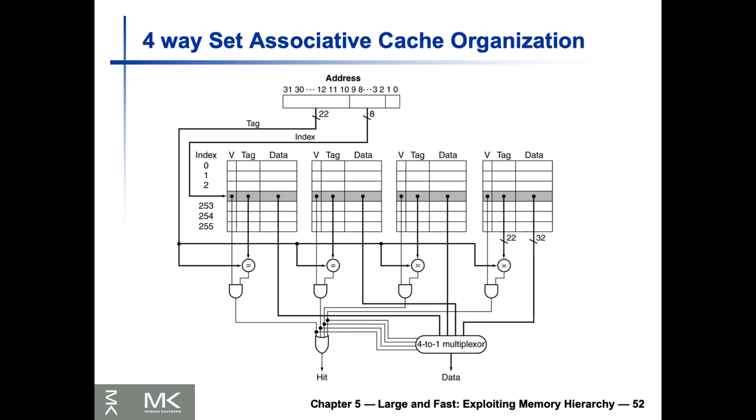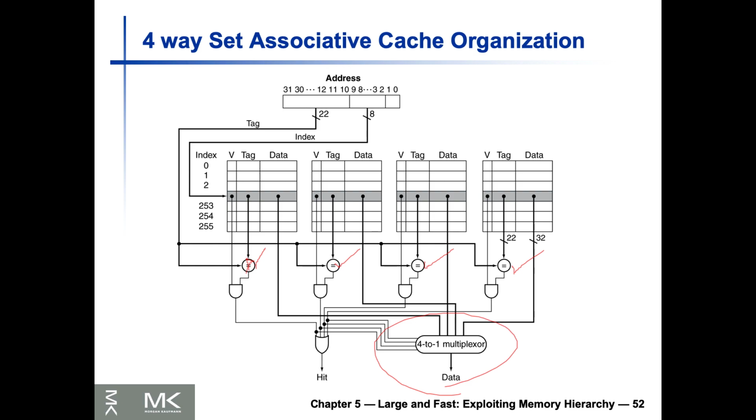Okay, so this is an example of a four-way set associative cache. So you have four ways, and for each of those, you need to have one comparator here. It's going to compare the tag, and then the validity bit. It's going to check whether it's a hit or a miss, then we're going to need a 4-to-1 multiplexer, and then it's going to fetch the data.